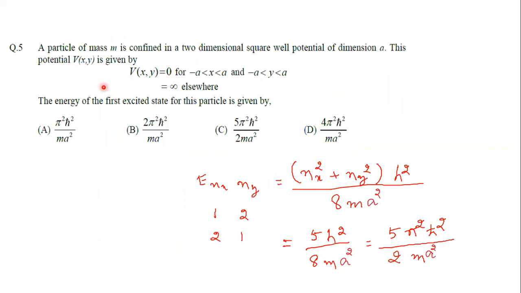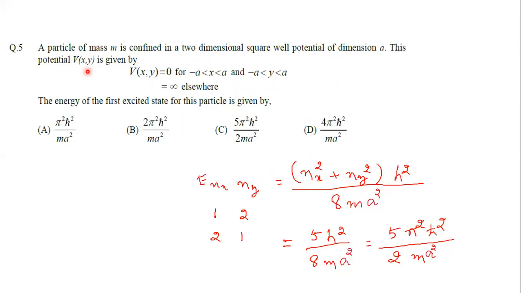Now, in this case, the particle of mass m is confined to a two-dimensional square well potential. The potential is given, and this is the potential constraint. What is the energy of the first excited state for this particle? As it is a two-dimensional box, the energy expression is E(nx, ny) equal to (nx square plus ny square) h square by 8m a square.